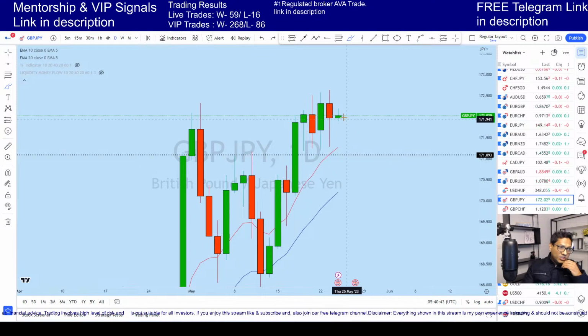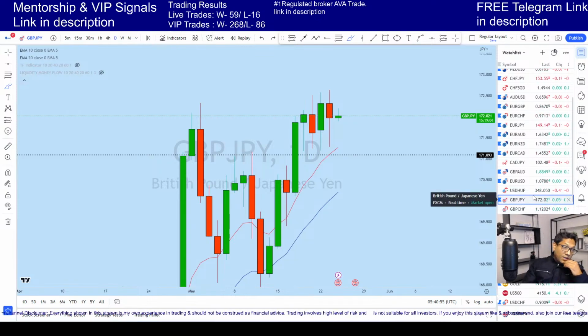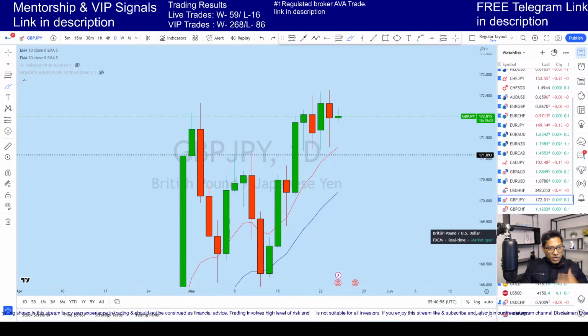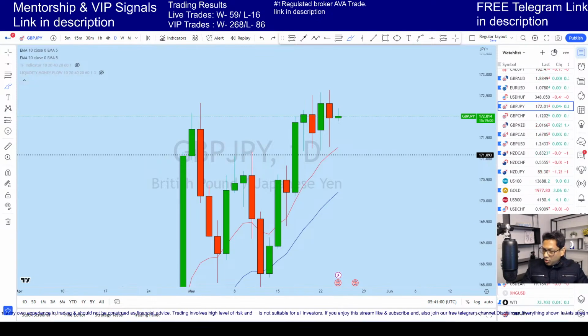I think GJ may come down to grab further liquidity, and then we may see GBP/JPY heading towards the upside. Also guys, let me know in the chat how you are doing. As you have seen, yesterday we also had a live trade. Let's look at today from the trading opportunity perspective.